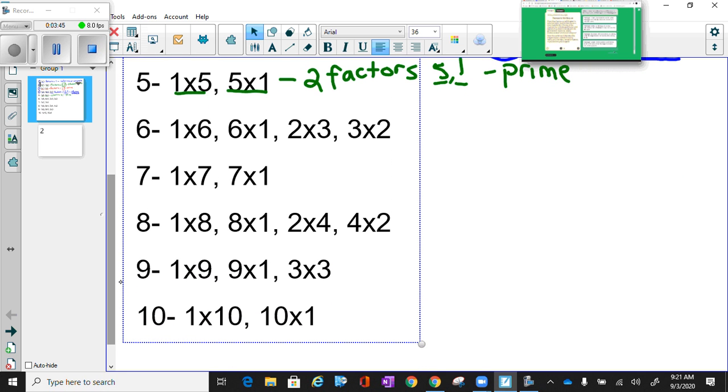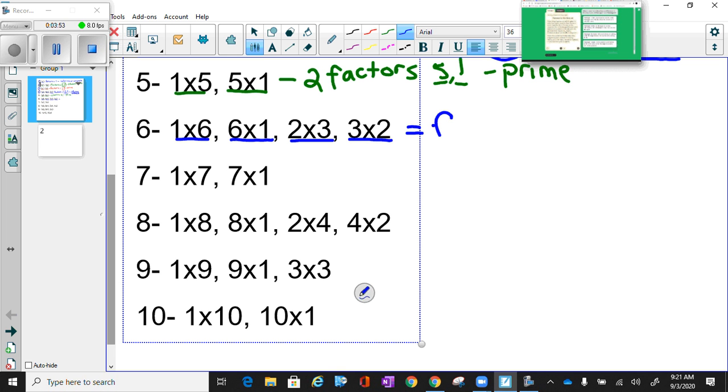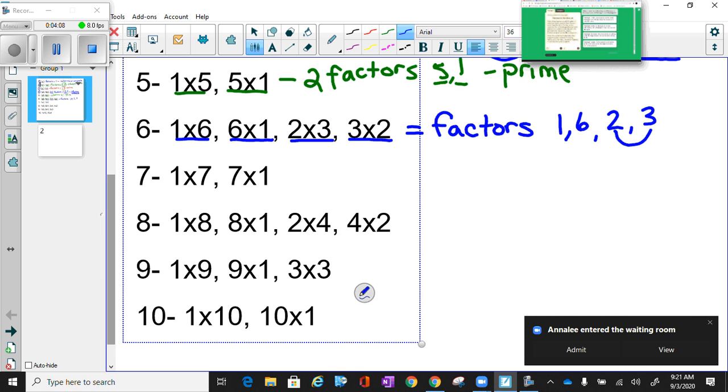Let's look at number 6. The number 6. 6 has 4 equations. So if we go and list the factors, or sometimes they're called factor pairs, the factor pairs would be 1 and 6, because 1 times 6 makes 6, and 2 and 3. These are also factor pairs. It has 4 factors. So is it prime or is it composite? You're right, it's composite because it has more than 2 factors.